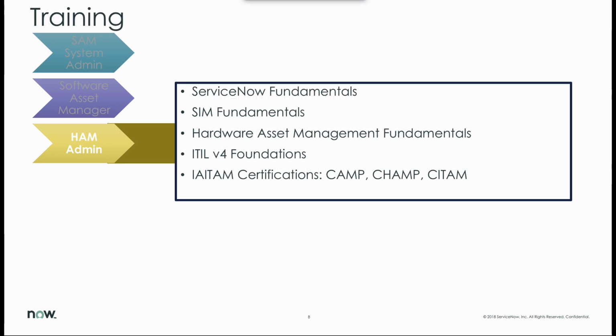And then similar to on the SAM side, we have hardware asset management fundamentals, to get a good understanding of the structure of how ServiceNow has hardware asset management configured and how it ties into configuration management, and understanding those two pieces of it. And then also the requests and the procurement functions that go along with that as well.